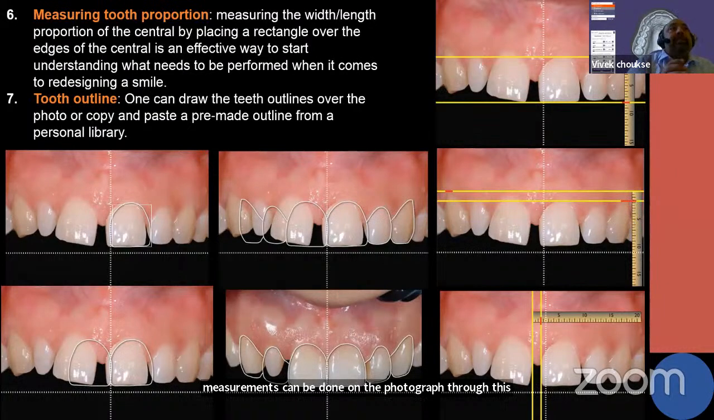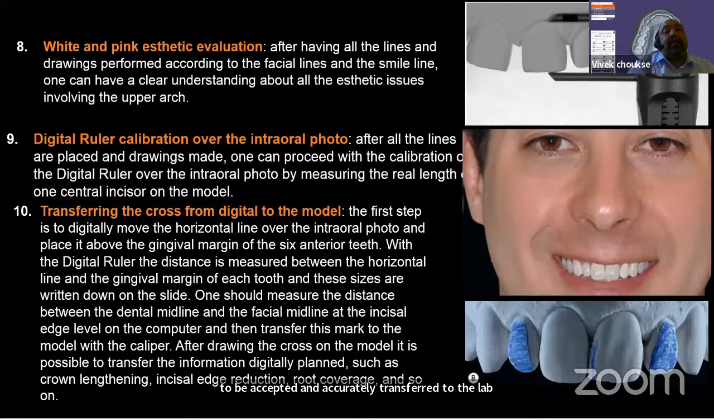But the important thing, friends, is these digital design softwares are not merely morphing softwares. There has to be an application through which the changes we are seeing in this digital design software should be implemented in the lab as well. So the best digital smile design softwares are those which have worked very well to be accepted and accurately transferred to the lab, these suggestions which are given through this digital smile design software.